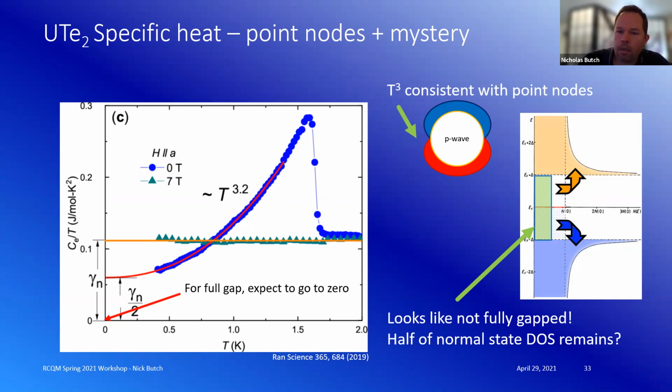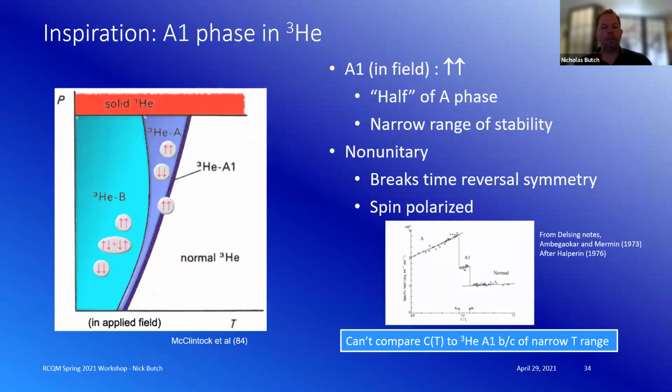So it looks like, to people who want to find spin triplet superconductivity, perhaps a state where only half of the Fermi surface is paired. And this idea is inspired by the A1 phase in helium-3, which is, of course, what we keep going back to as the archetype for spin-triplet, in this case, superfluidity. And the A1 phase, just to remind you, lives in finite field, but it is an equal spin pairing state where it's considered half of the A phase, and it's non-unitary. It breaks time reversal symmetry, but of course it's in field.